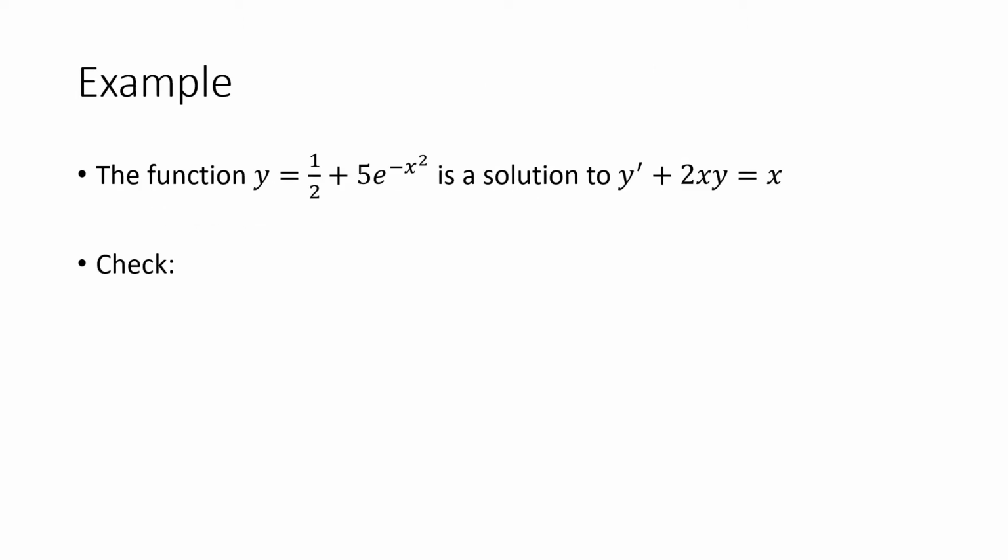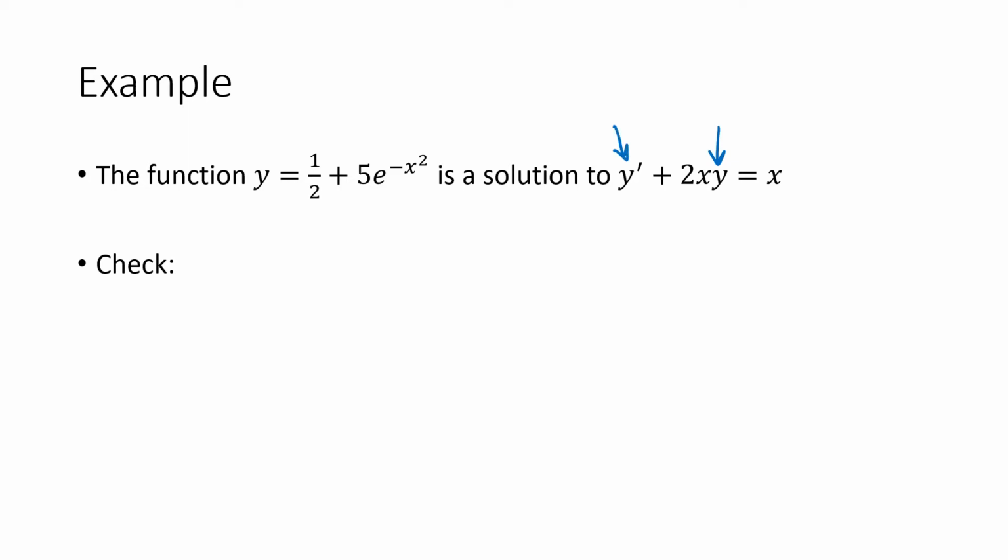So an example here is that the function y equals 1/2 plus 5e to the minus x squared is a solution to the differential equation y prime plus 2xy equals x. So let's check and make sure that this is a solution. What we're going to do is plug in the y function that we gave for y, and then for the y prime, we're going to figure out the derivative, and plug that in there.